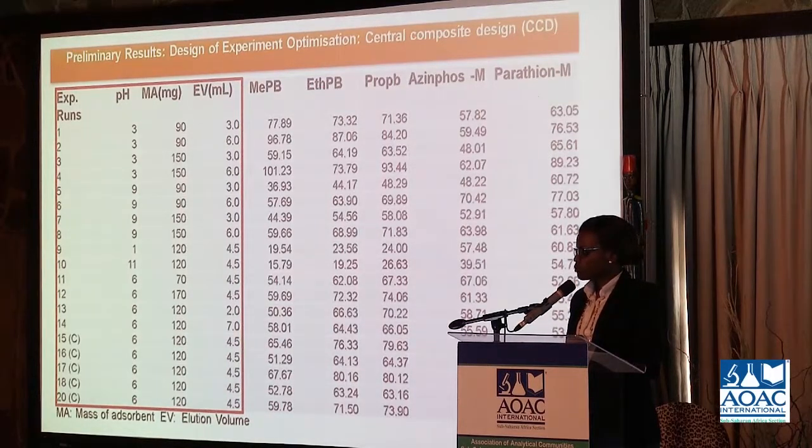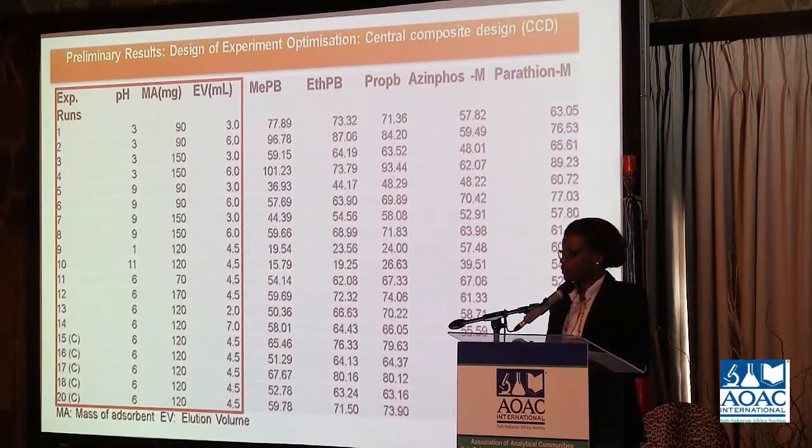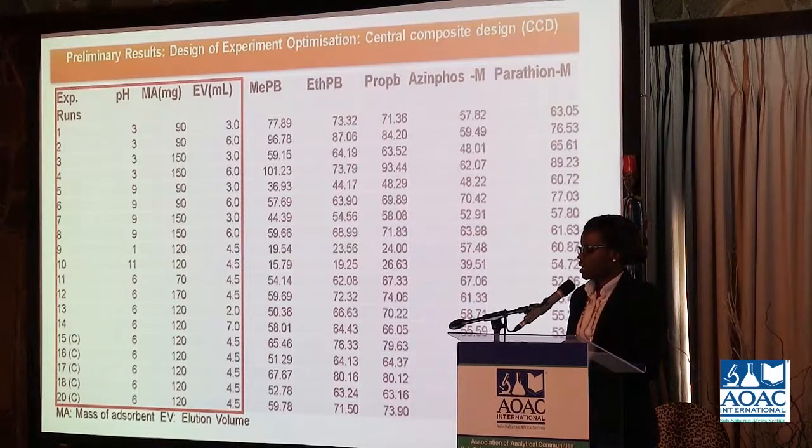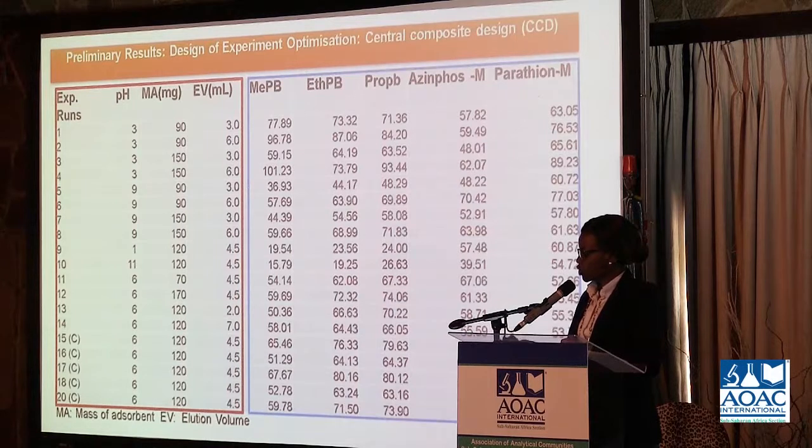For my design of experiments, I'm using response surface methodology based on a central composite design. Over here, I have the experimental plan. The variables I was investigating were pH, mass of the adsorbent, that is the carbon nanodots, in milligrams, and the elution volume. These carbon nanodots are packed in empty SPE frits, and that's how you do the SPE, using a VisiPrep semi-automated solid phase extraction manifold. I was varying three variables, and I have quite a number of runs. When you put it on the software, it gives you this experimental run. You go and run the experiments, and then you get your results based on the recoveries.